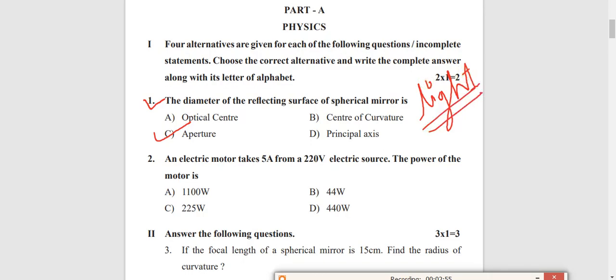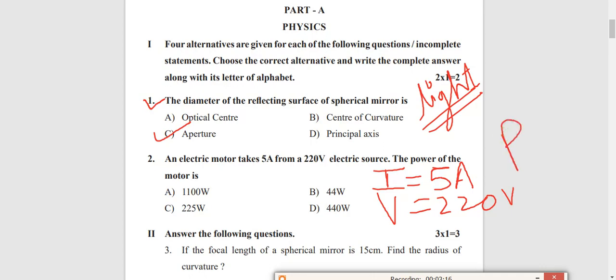The second question: an electric motor takes 5 ampere. So what is given? Let's write that first. Current I is equal to 5 ampere from a 220 volt electric source. Potential difference V is equal to 220 volt. These quantities are given in the question. We have to find the power of the motor, P.